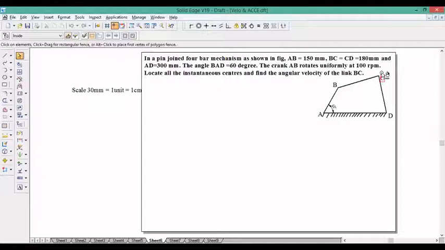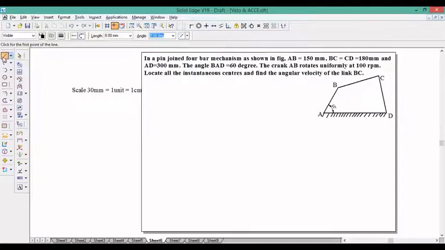We know that the first step for the solution is we need to draw the configuration diagram to a suitable scale. Let us take the scale 30 mm as one unit, that is 1 centimeter. I suggest the students to draw the diagram on book using geometrical instruments. Just for teaching purpose, we are using the software. Let us draw the configuration diagram.